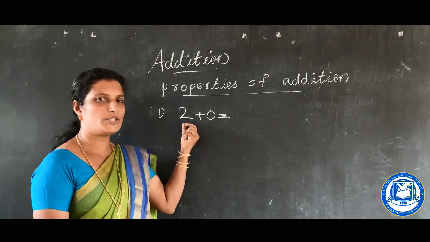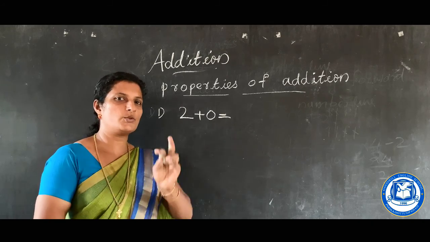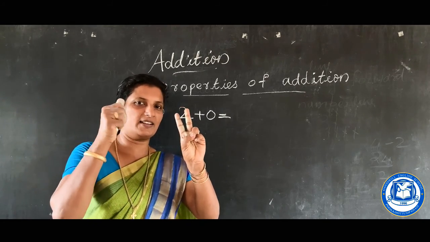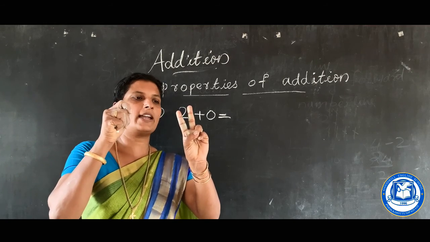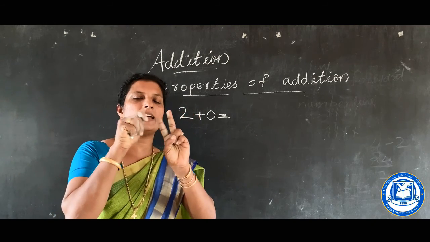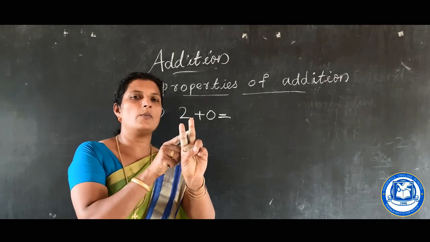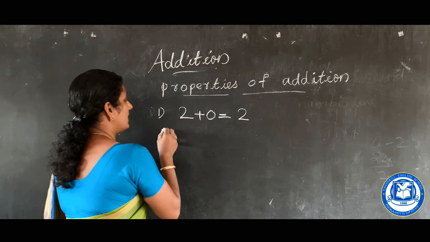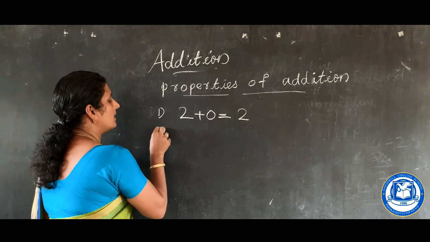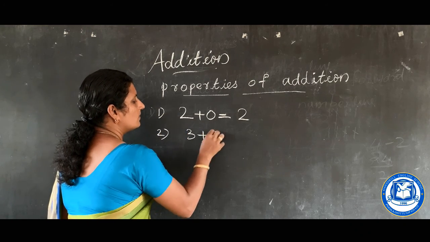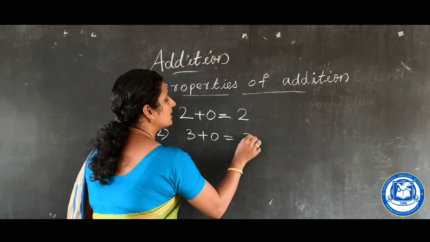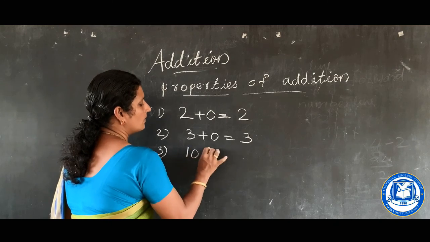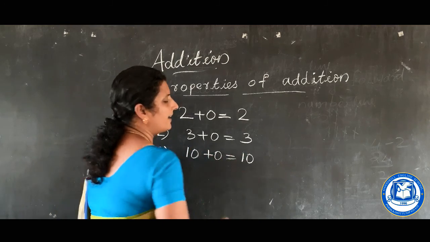Suppose we have to add 2 plus 0. I am taking 2 fingers here, and 0 fingers in this hand. Then we can count: in the right hand nothing is there, we count 1, 2 only. Then 2 plus 0 is equal to 2. Next, second question, 3 plus 0 is 3. Then third question, 10 plus 0 is equal to 10.